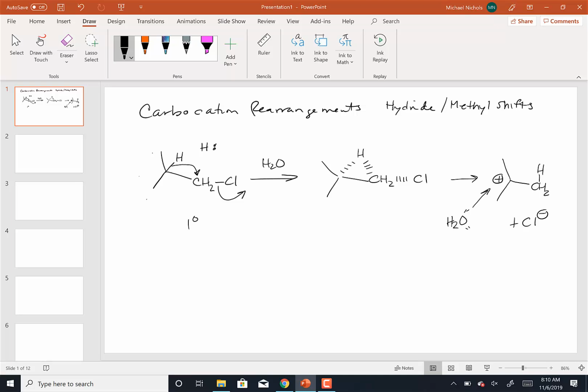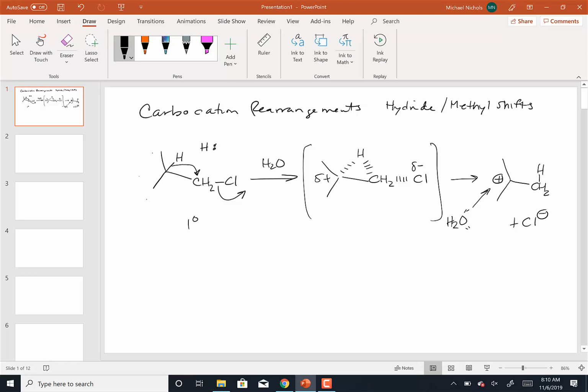In terms of charges, the charges in this transition state are going to be a delta minus on the chlorine and a delta plus on that carbon that's becoming the carbocation. And the reason the hydride has to shift and you lose the chlorine at the same time is you can't form a primary carbocation.